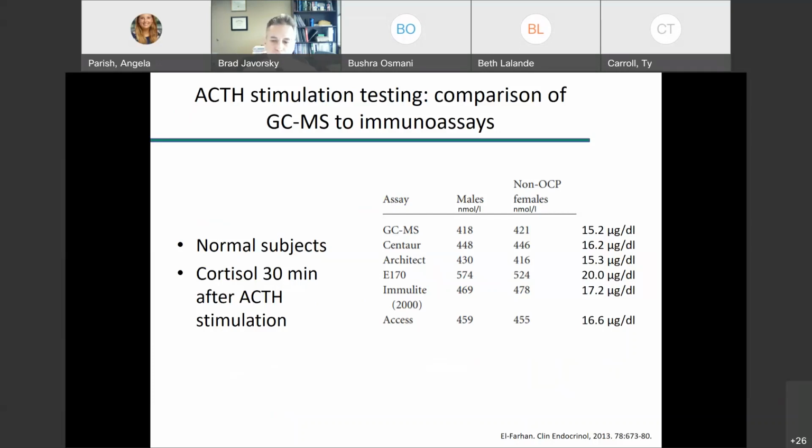So in this particular one from 2013, normal subjects were used, and cortisol levels 30 minutes after ACTH stimulation were obtained, and a number of different assays were performed. The E170 is the one that we used to have here, the older Roche cortisol assay, and I put to the side the approximate cortisol level cutoff for males and females, which is pretty similar. But you can see that with the more specific assays like GCMS, the cortisol was lower, 15.2, as compared to these less specific assays where the cortisol level was higher, anywhere from 17 to 20.